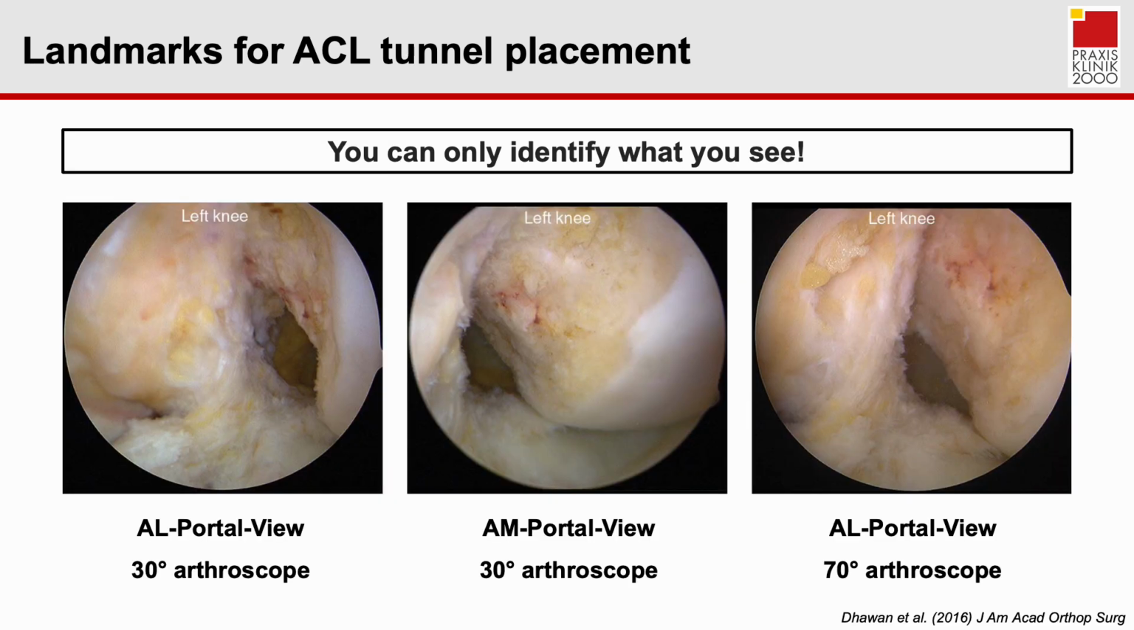Another important issue to recognize is that you can only identify what you see. And as shown here on the left figure, if you use the anterolateral portal with a 30-degree arthroscope, it is really difficult to get a good impression of the entire medial wall of the lateral condyle. I highly recommend regularly switching the scope into the anteromedial portal, which gives you a really good view of the native footprint as shown in the picture in the middle. Another option is to use a 70-degree arthroscope, but this is probably more uncommon for ACL reconstruction.